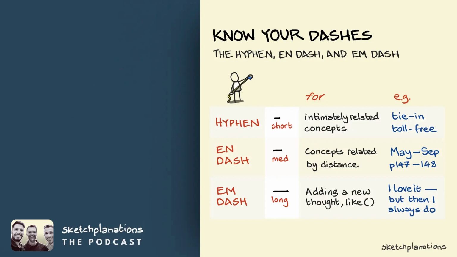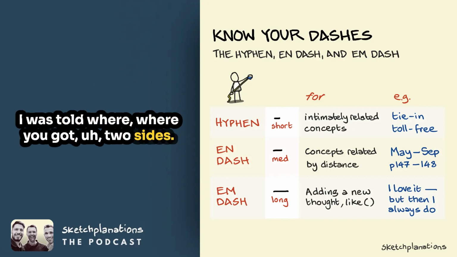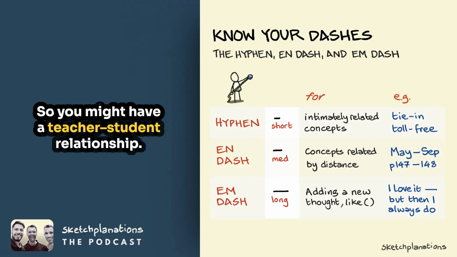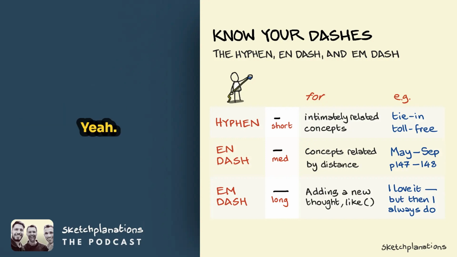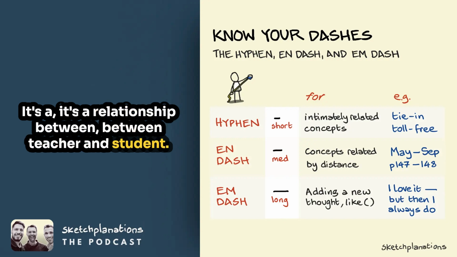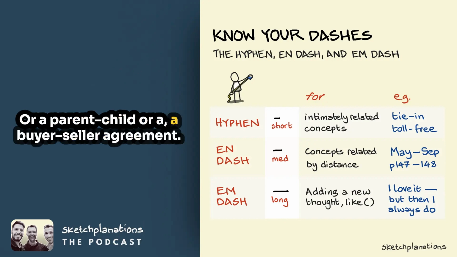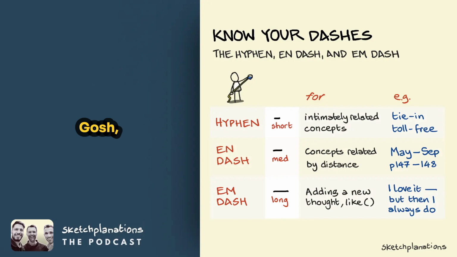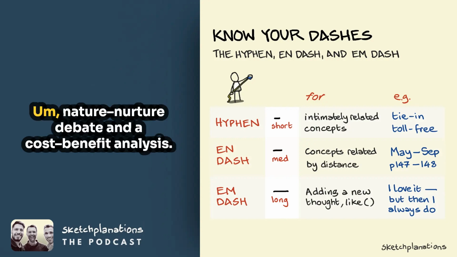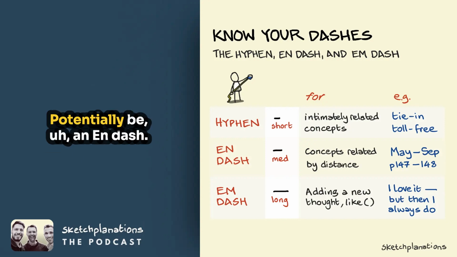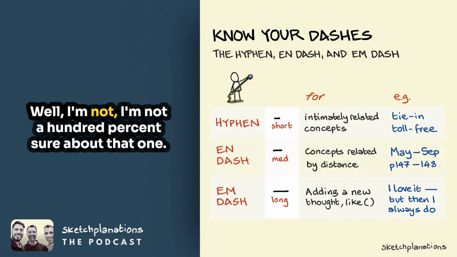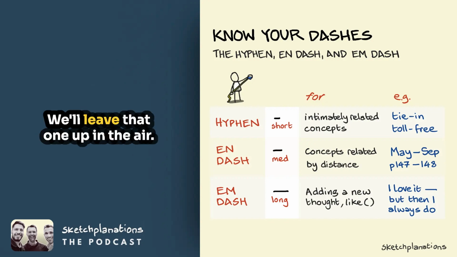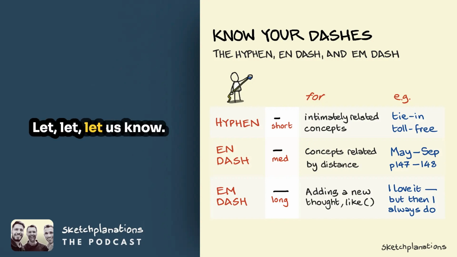Also, things like where you've got two sides. So you might have a teacher-student relationship. It's not a hyphen, it's a relationship between the teacher and the student. Or a parent-child or a buyer-seller agreement. Nature-nurture debate and a cost-benefit analysis. I was actually told that cost-benefit analysis should potentially be an N dash because it's between the two. Well, I'm not 100% sure about that one. We'll leave that one up in the air.